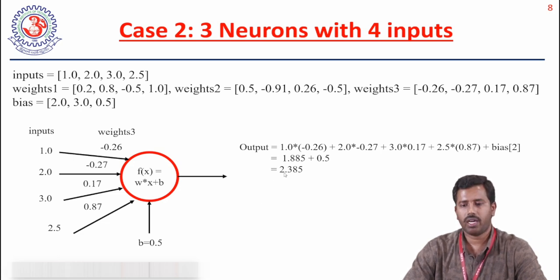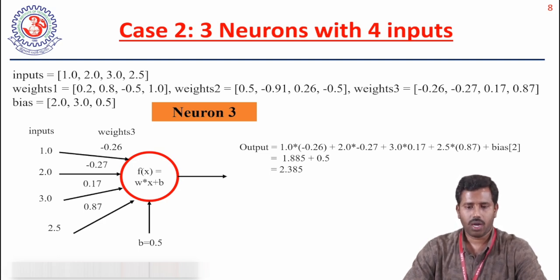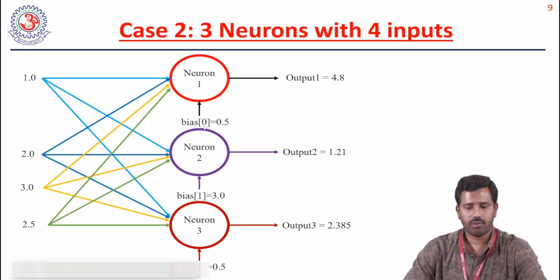So if you observe here, as of now, we have seen inputs with weights 1, nothing but neuron 1, inputs with weights 2, nothing but neuron 2, inputs with weights 3, nothing but neuron 3. So if you combine these 3 neurons together, the final architecture will look like this. Every input value is associated with every neuron that is available here, nothing but neuron 1, neuron 2, neuron 3, which represents a fully connected architecture.